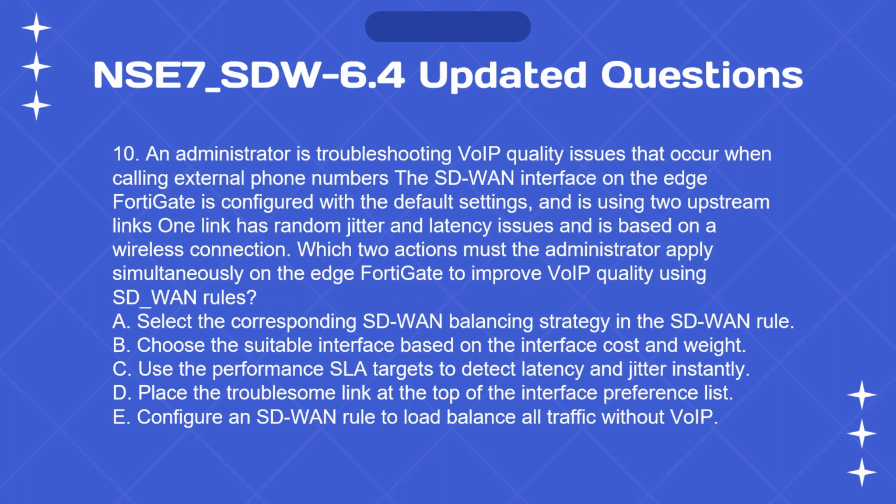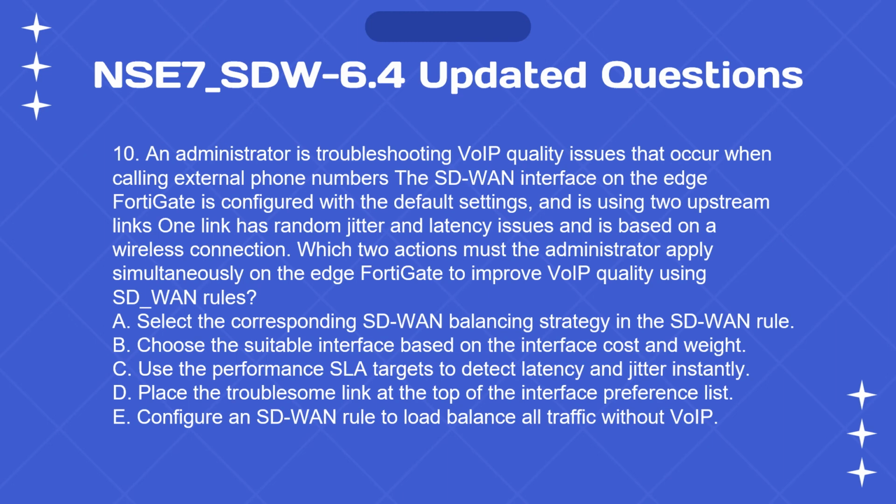10. An administrator is troubleshooting VoIP quality issues that occur when calling external phone numbers. The SD-WAN interface on the edge FortiGate is configured with the default settings, and is using 2 upstream links. One link has random jitter and latency issues and is based on a wireless connection.